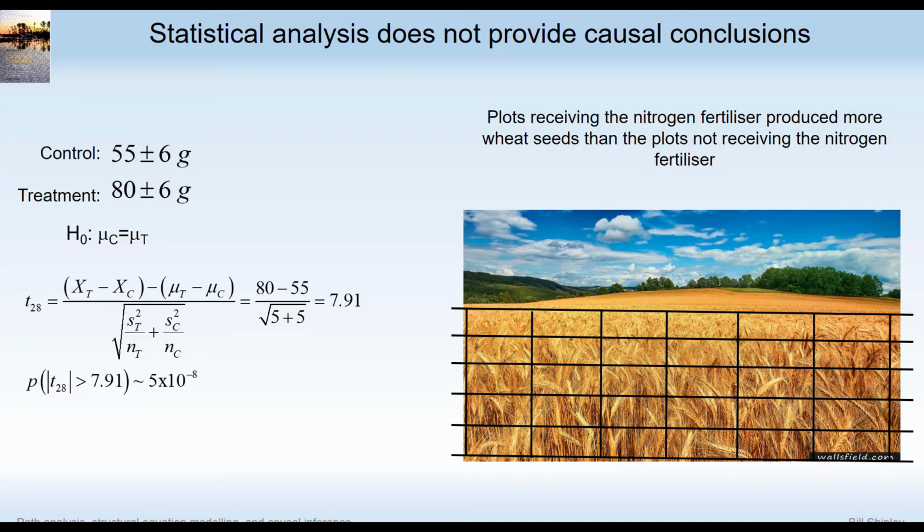The reason being that if we don't conclude this, then we have to accept that we are in the presence of an extremely rare event, something that would happen less than 1 in a million times. And so we prefer, therefore, to conclude that the null hypothesis wasn't true, and in fact, the control and the treatment plots come from two different statistical populations.